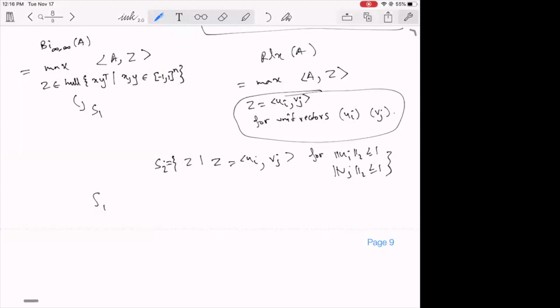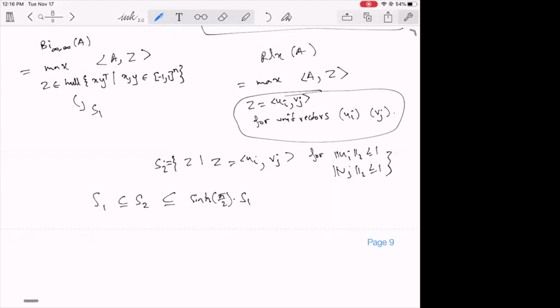It's possible to show trivially that S1 is a subset of S2. The non-trivial equivalence will be to show that S2 is inside sinh of pi over 2 times S1. Clearly we're just maximizing a linear function over S1 on the left and maximizing a linear function over S2 on the right. So once we show this inclusion, we are done.